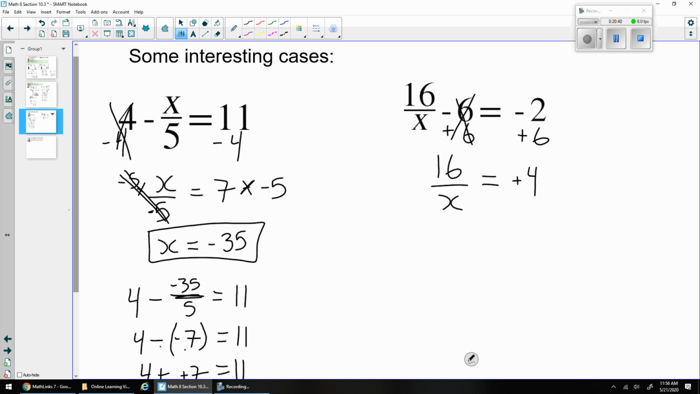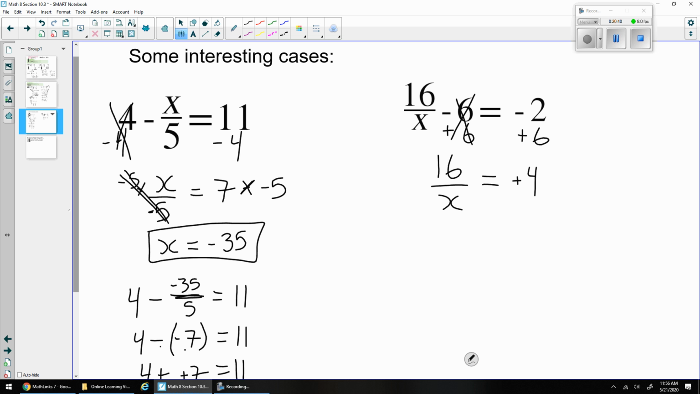Anyways, so we were saying if we needed to get the x all by itself, I can't just multiply by 16, because 16 times 16 doesn't cancel it out. So what I'm actually going to do is multiply by x on both sides. The x's on the left side cancel out. I'm left with 16, and that's equal to 4 times x, which is 4x.